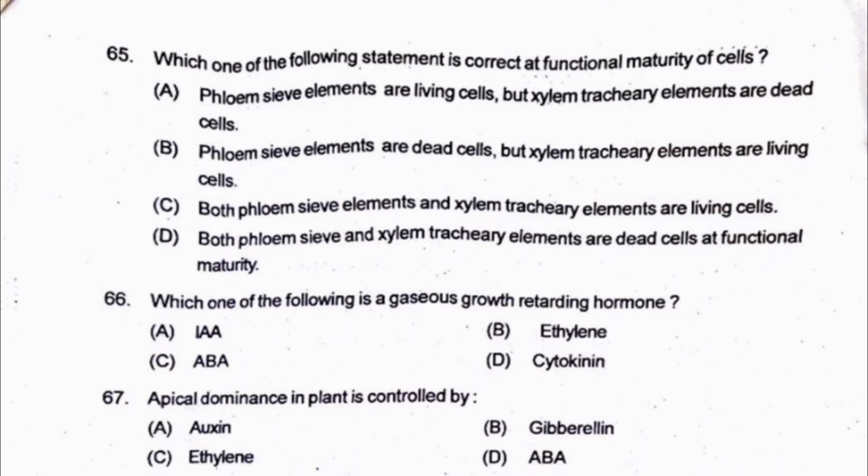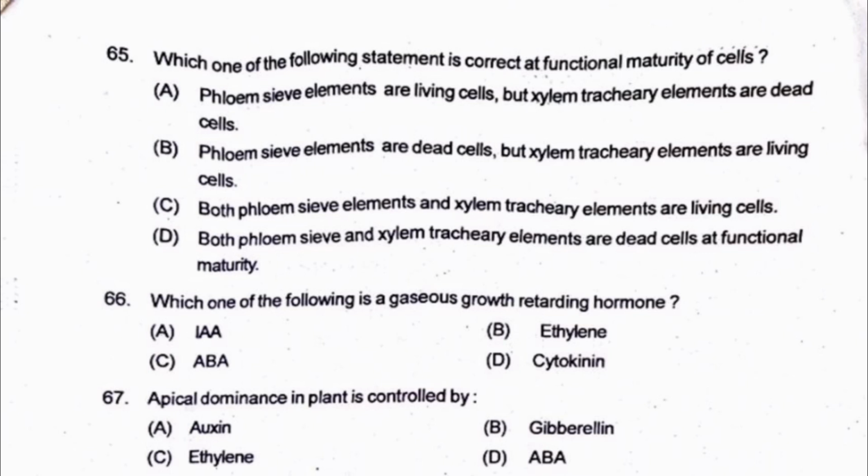Okay. Next, question number 65. Which of the following statements is correct at functional maturity of cells? Option A, phloem sieve elements are living cells but xylem trachea elements are dead cells. Option B, phloem sieve elements are dead cells but xylem trachea elements are living cells. Option C, both phloem sieve elements and xylem trachea elements are living cells. Option D, both phloem sieve and xylem trachea elements are dead cells at functional maturity.